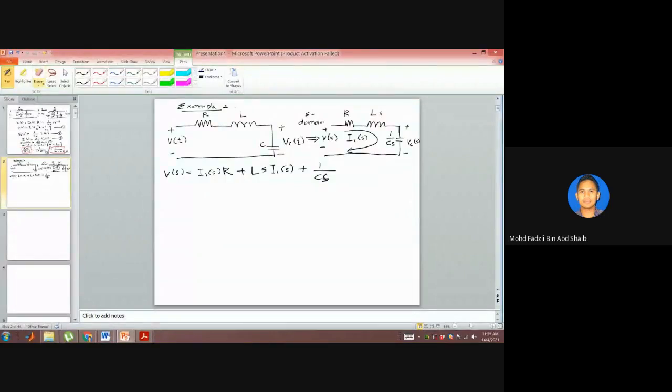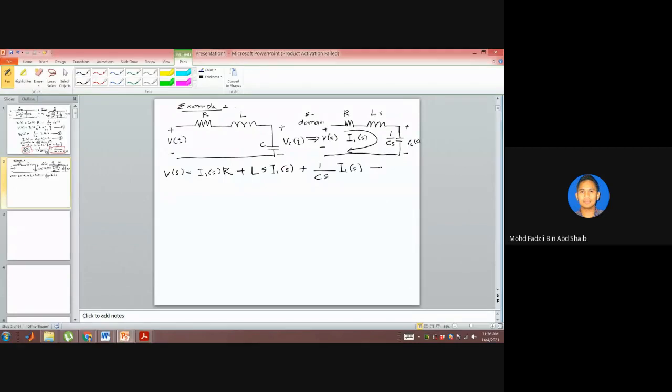Okay, CS times I1S, yeah? Like this, they just go around like this, okay? First, I1 times R, plus LS times I1, plus 1 over CS times I1S, okay?